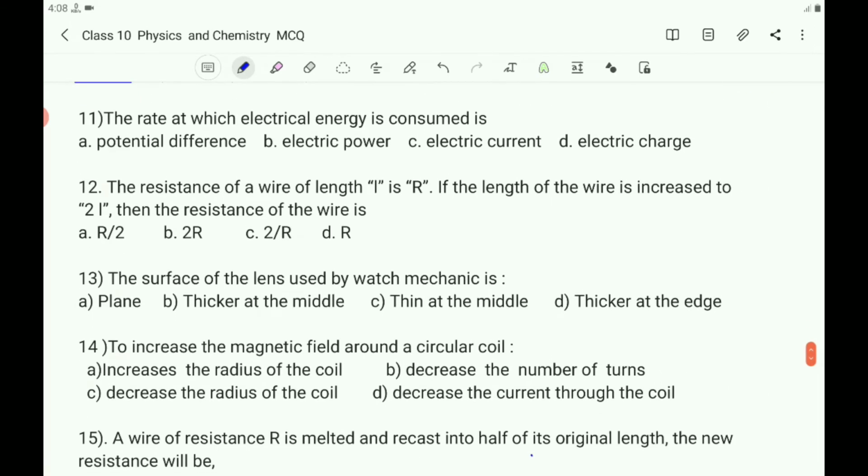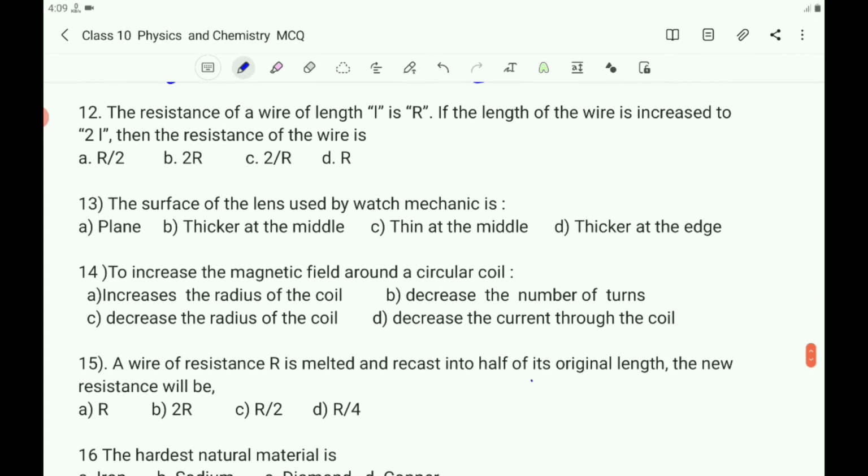Next you take the 11th question. The rate at which electrical energy is consumed. You know the rate at which electrical energy is consumed is the electric power. That is the electric power. The potential difference, electric current, electric charges are not the rate at which electrical energy is consumed.